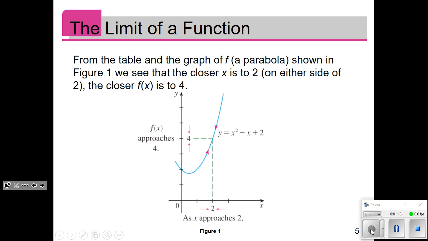From the table and the graph of f, a parabola shown in figure 1, we see that the closer x is to 2 on either side, the closer f of x is to 4. Again, same thing we noticed. The value of the function is going up to 4 from the left. The value of the function is coming down to 4 from the right.